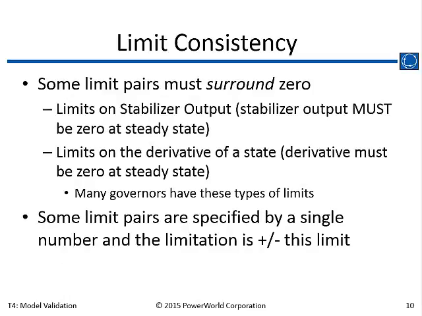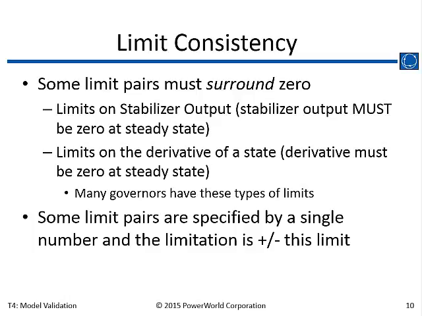Some limit pairs must surround 0. Like the limits on a stabilizer output, you have to have in steady state, a stabilizer output is going to be 0. You have to bracket 0. So we check for that. If we can't fix it, we can't fix it.